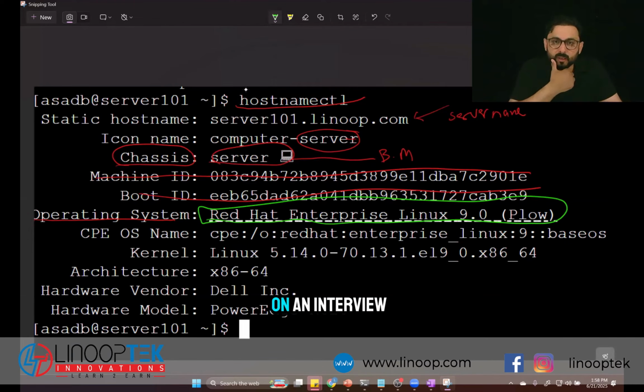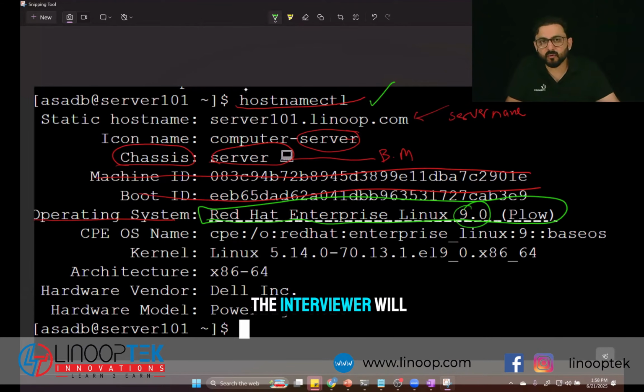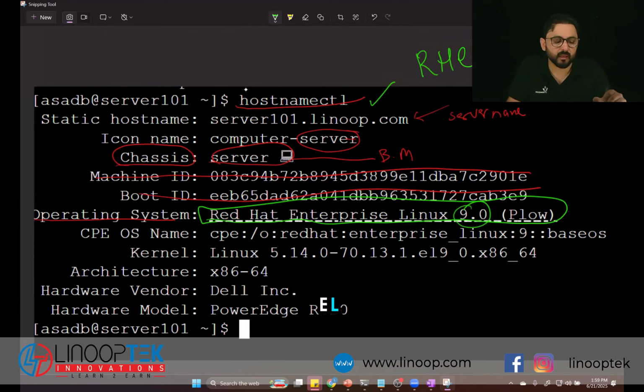Now, you are in an interview. The interviewer asks you, how do you know what type of operating system you're working with? Give me the command. What's the command? hostnamectl. And the answer is Red Hat Enterprise Linux version 9.0. The interviewer asks you, how do you check your distribution number? What version of Red Hat you're working on? What version of RHEL, Red Hat Enterprise Linux? How do you check the RHEL version?